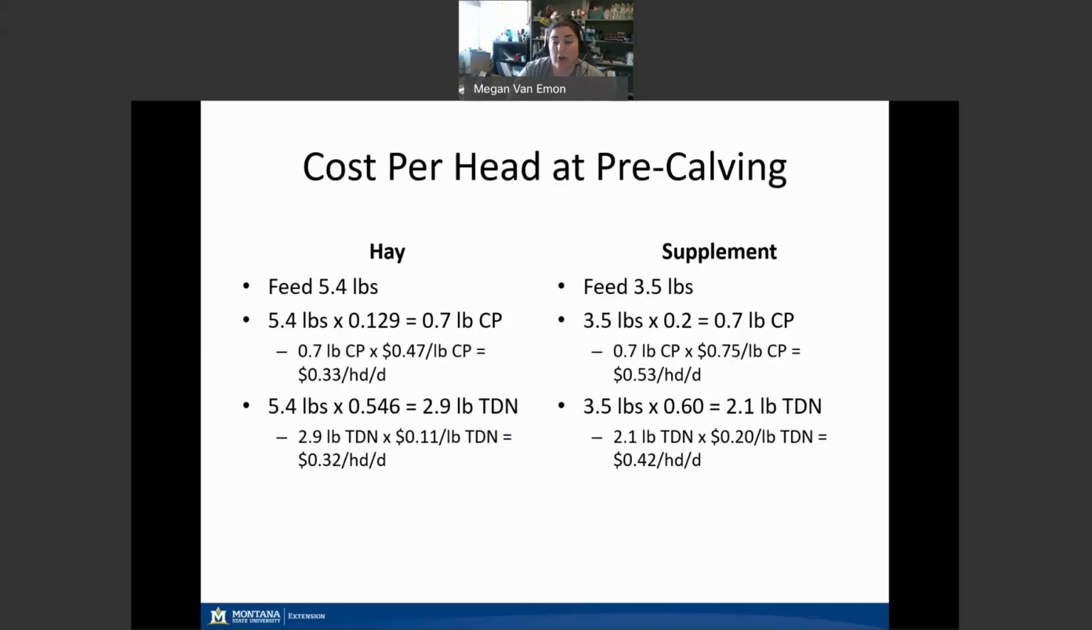Now, if we look at our supplement, we needed to feed 3.5 pounds per head per day to make up that shortfall of 0.7 pounds. So we multiply the 0.7 pounds by the 75 cents per pound of protein, and that gets us to 53 cents per head per day. Or for energy, which we were going to overfeed, was 42 cents per head per day.